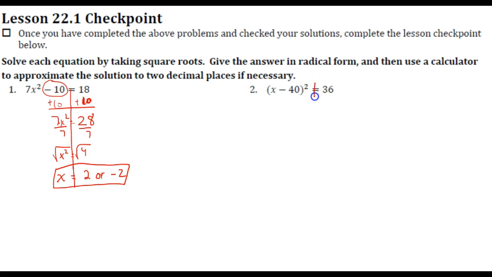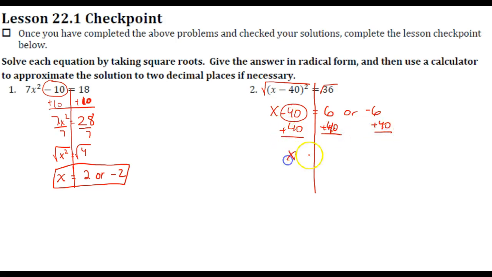All right, let's keep it moving right along. Again, number 2, we'll draw that line. We'll first square root both sides because there's nothing really around the parentheses that we need to get rid of. So that would be x minus 40 equals positive 6 or negative 6. And what is the opposite of a negative 40? Positive 40. So we're going to add that to both sides, and that would be x equals 46 or 34. Cool.